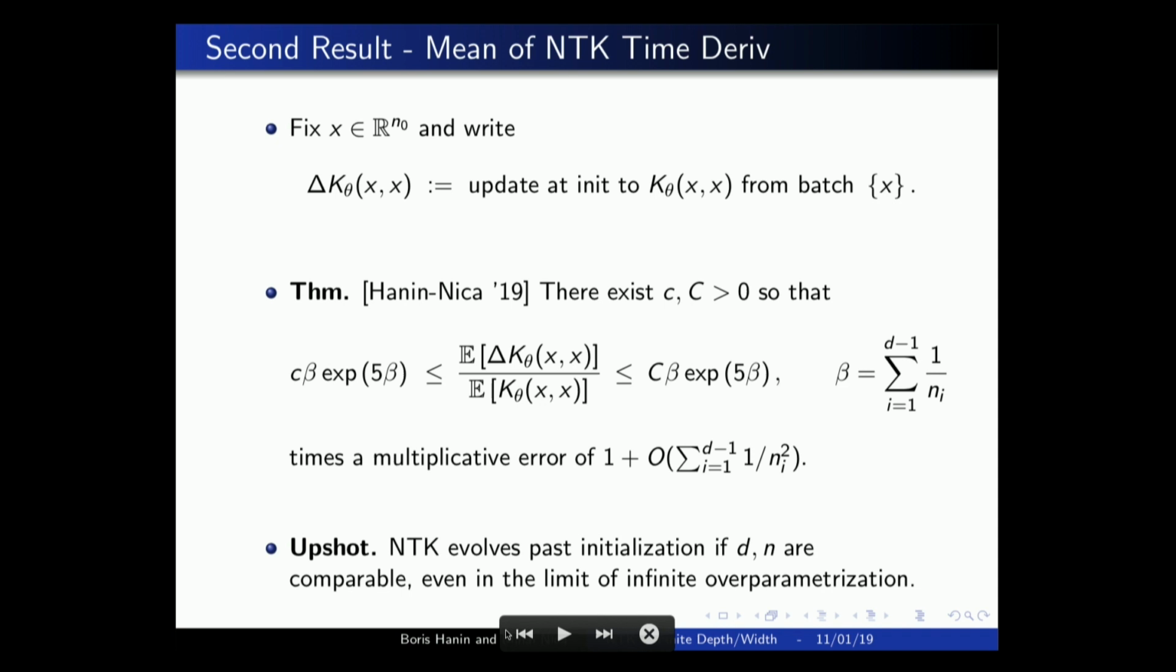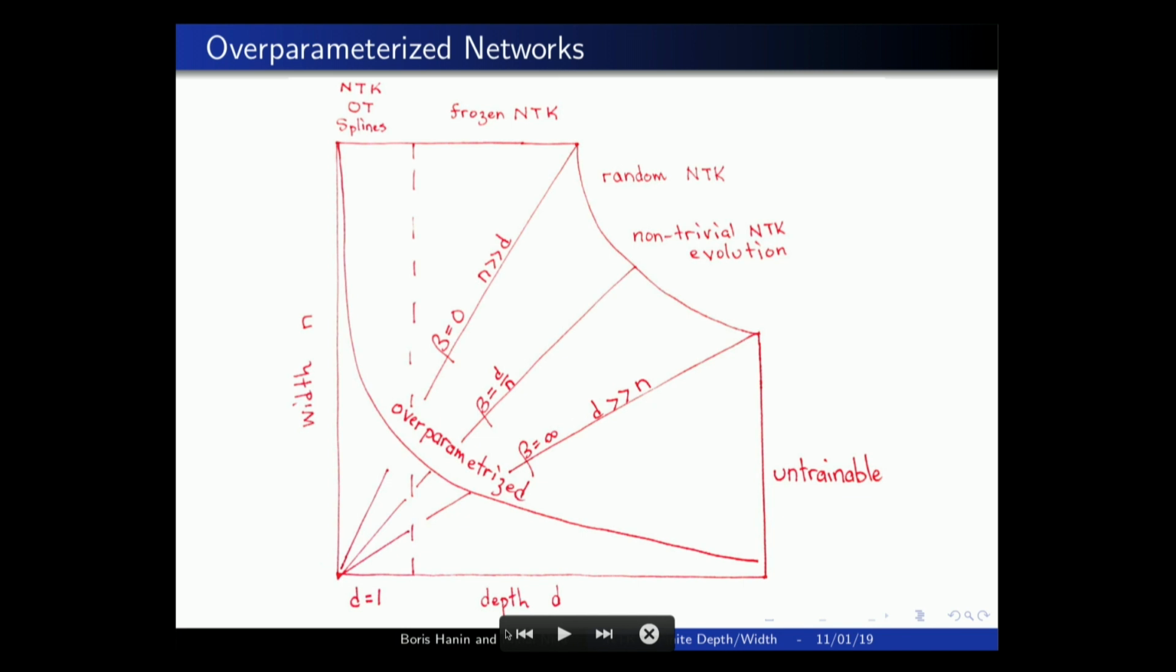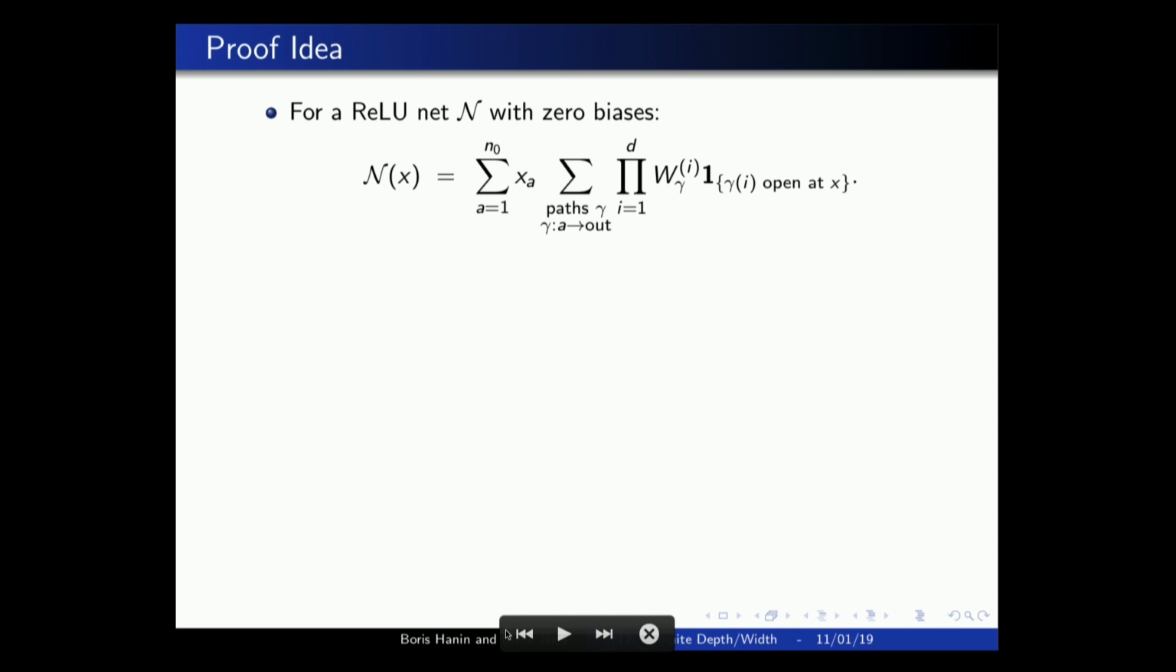So, maybe this is my picture again. I just put here that there's non-trivial NTK evolution, also in this non-trivial beta regime. Okay, so what's the idea of the proof? Why do I need ReLU networks and all of this? So there's a nice combinatorial formula for the output of a ReLU network with zero biases. You can do it with biases too, but it's easiest when the biases are set to zero.